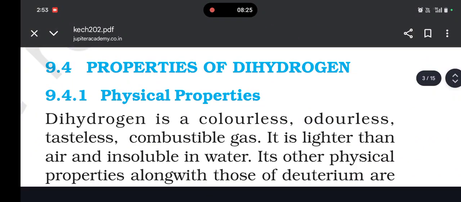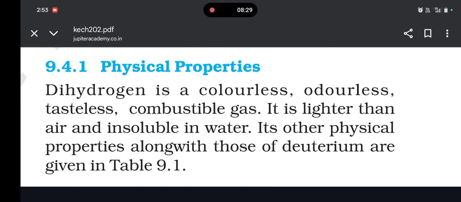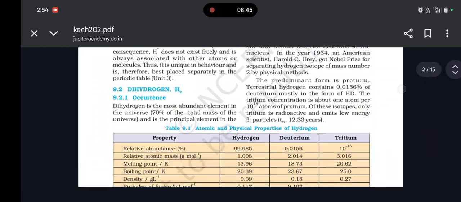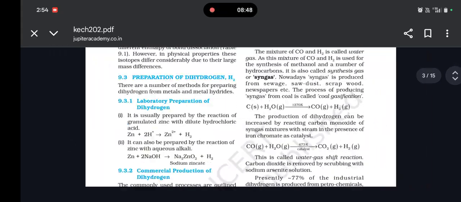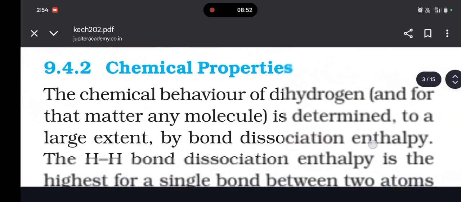Properties of dihydrogen. Physical properties. Dihydrogen is a colorless, odorless, tasteless, combustible gas. It is lighter than air and insoluble in water. Its other physical properties along with those of deuterium are given in table 9.1. As we can see in the table 9.1. Now we have to move to the chemical properties of dihydrogen.